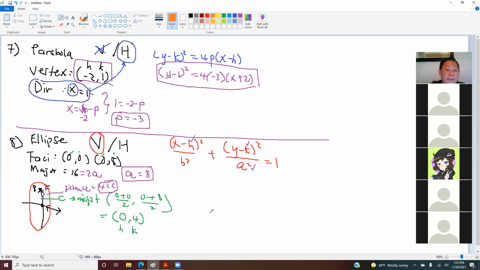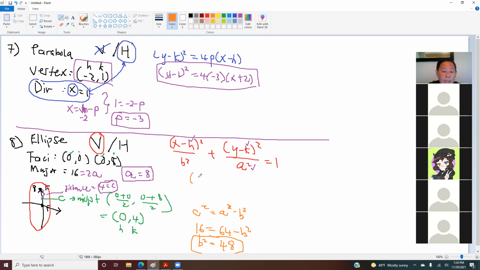In order for us to find b, you have to use c squared equals a squared minus b squared, because that is the formula for the ellipse. So c squared in this case is 16. a squared in this case is 64 minus b squared. So you can solve for b squared here. b squared in this case will be 48, which is 64 minus 16. Now you just plug all this into the equation and you get yourself the answer.